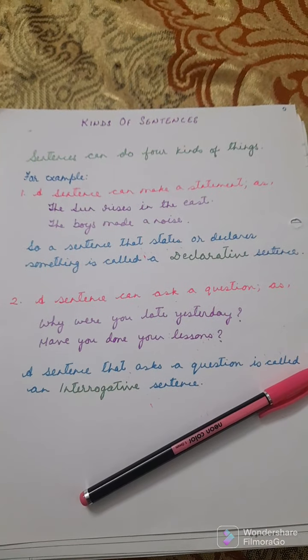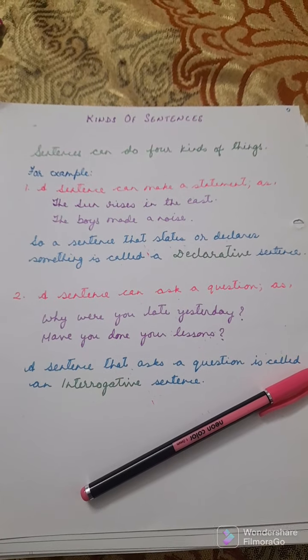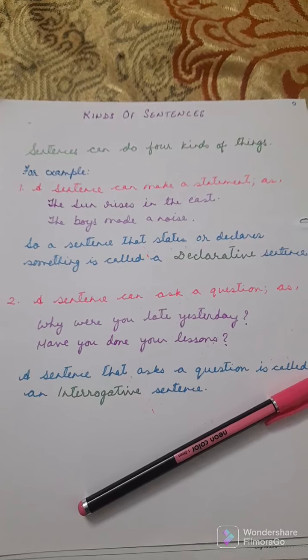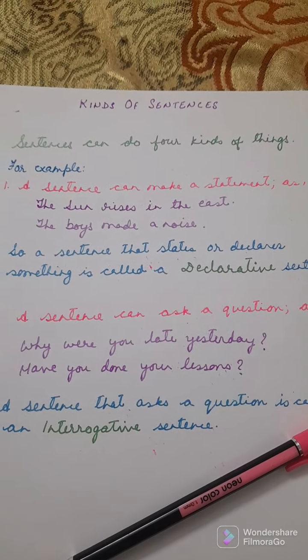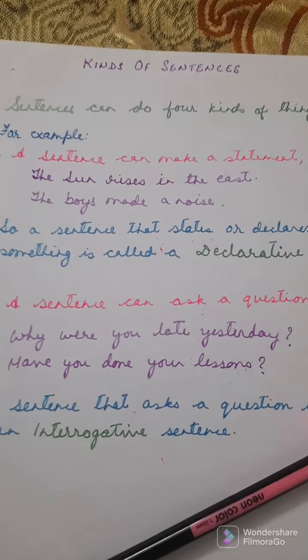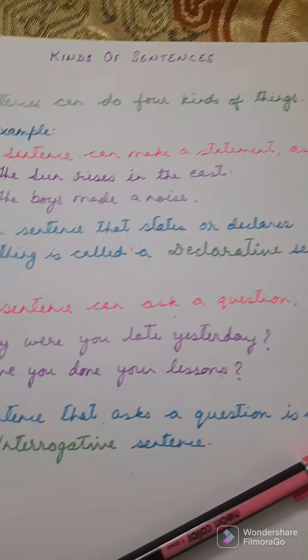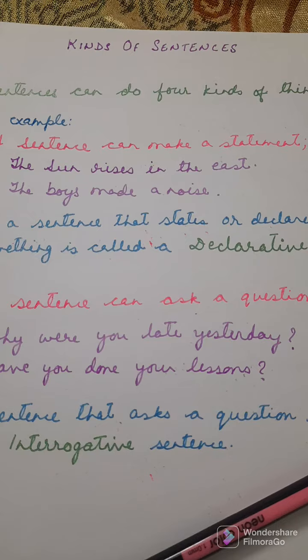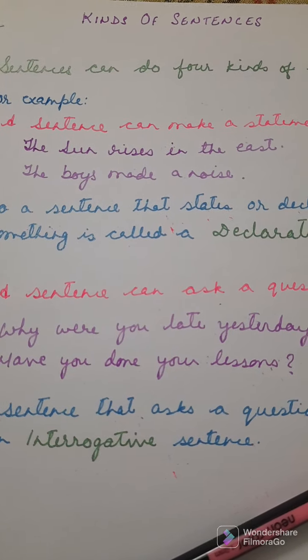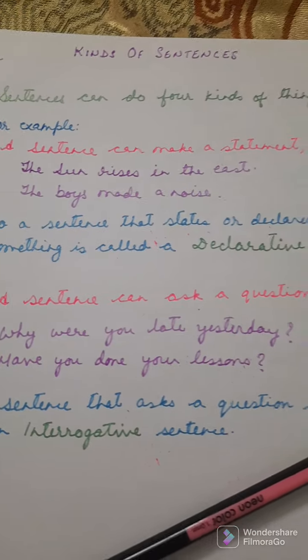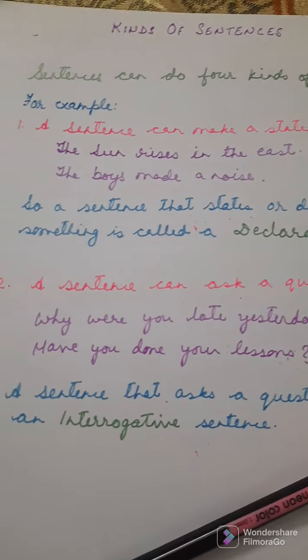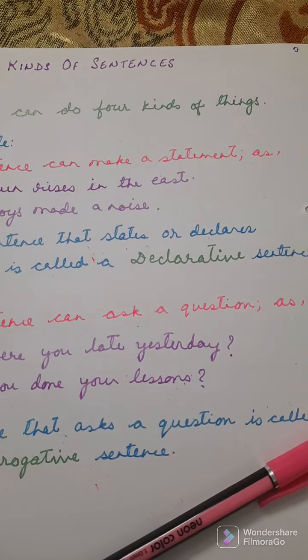Now, since we can differentiate between jumbled words and sentences, let us move on to kinds of sentences. Sentences can do four kinds of things. For example, a sentence can make a statement, as in "The sun rises in the east," "The boys made a noise." Hence, a sentence that states or declares anything is called a declarative sentence, because it's simply declaring something, it is stating a fact.